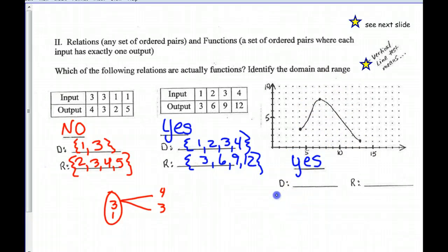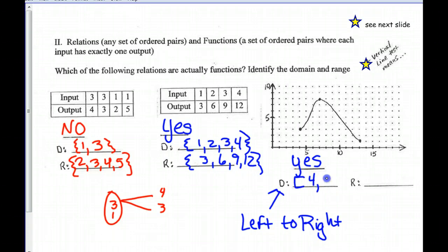The domain, do you remember how you read a domain on a graph? It's x values, so x values are from left to right. So this one does seem like 4 to 13. Now, does it look like it could be 4.1, 4.2, 7.8? So I'm going to go ahead and use interval notation. Does anybody remember why I'm using the little square brackets? That includes 4. Yeah, because it seems like there's including 4 and including 13 endpoints there.